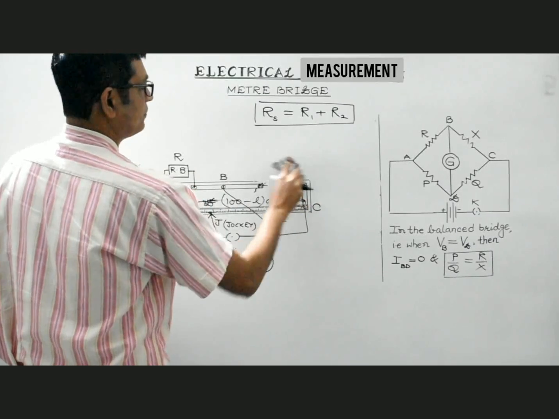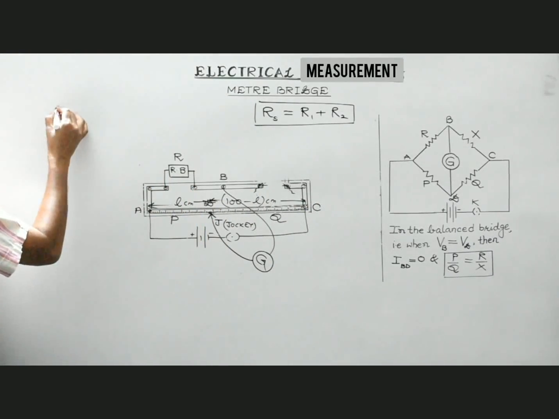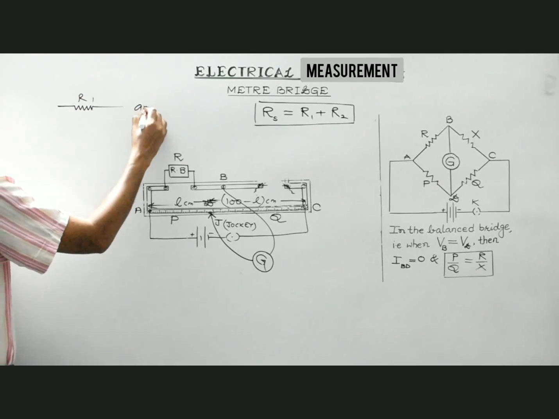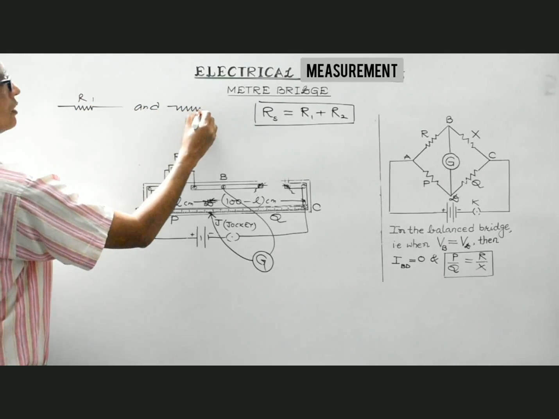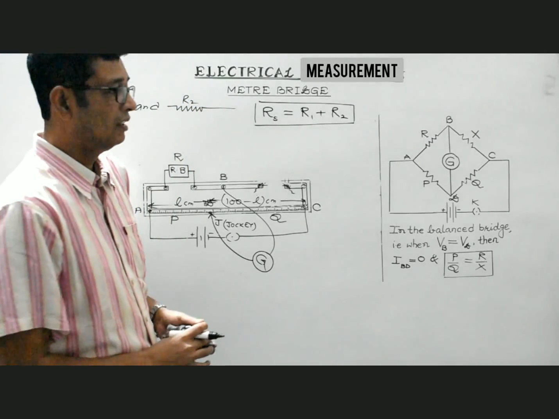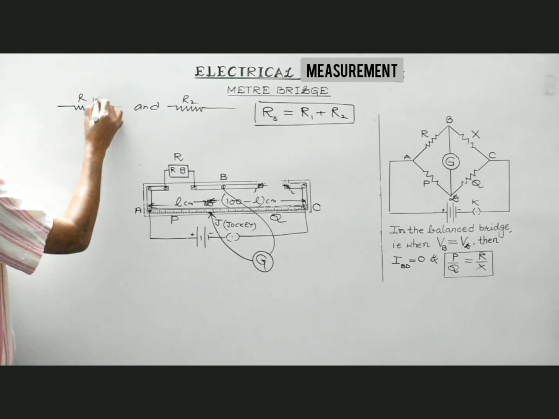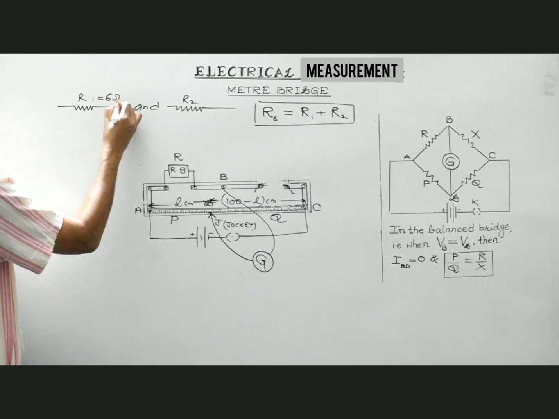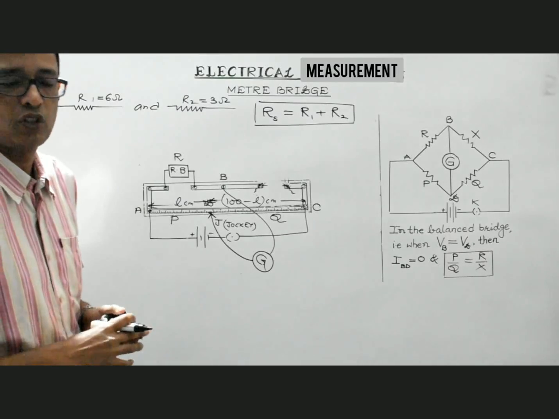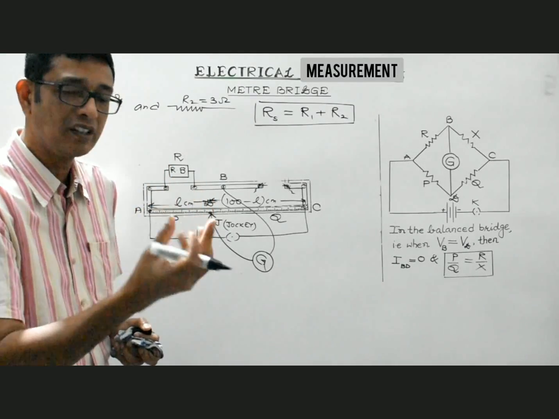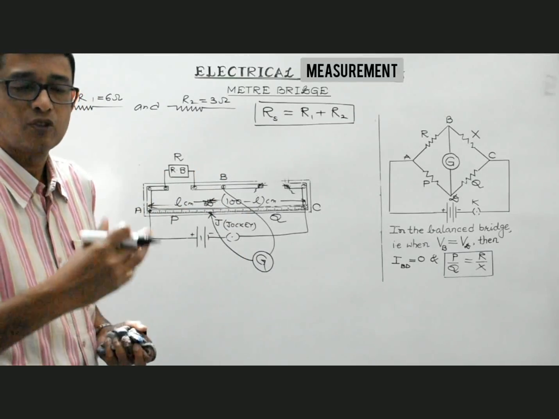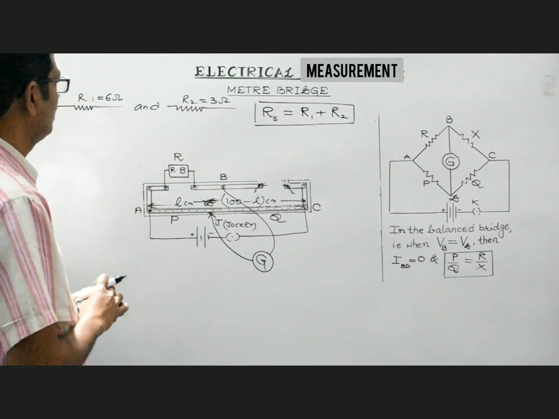Suppose these are the two resistors which are given. This is R1 and this is R2. These two are given, right? Let us consider this to be 6 ohm and this to be 3 ohm. Suppose these are known values. You can make use of individual resistance boxes, or these are resistances whose values are known and will be given to you, right?